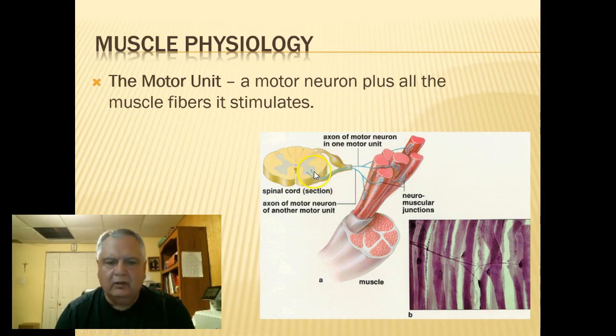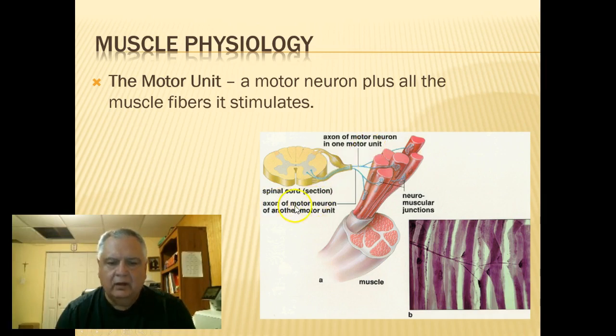Now, if we take a look at this next axon here, we follow it along. We can see it gives off branches. And those branches innervate or supply this muscle fiber and this muscle fiber and this muscle fiber. So three muscle fibers innervated or supplied by the axon of this motor neuron. So the axon of that motor neuron plus the three muscle fibers it innervates makes up a motor unit.